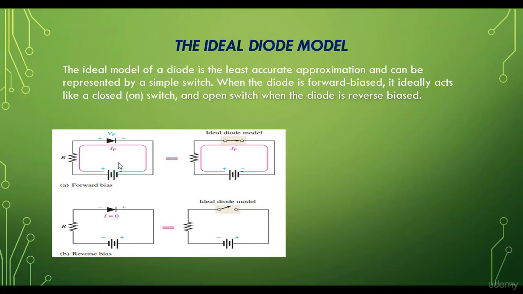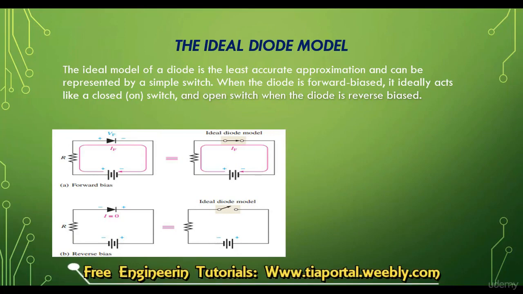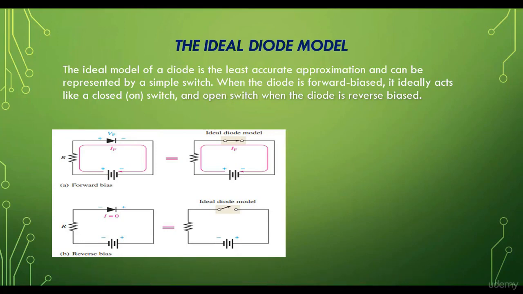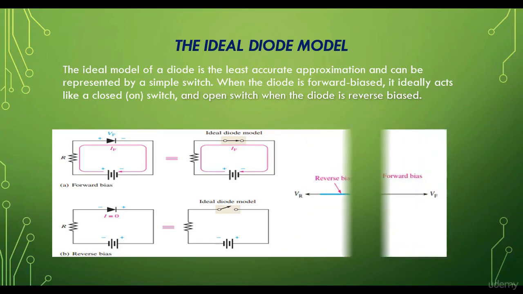In the case of forward bias, we can say the diode has no resistance. So the diode does not limit the circuit current. And third, the diode has no voltage drop across its terminals.